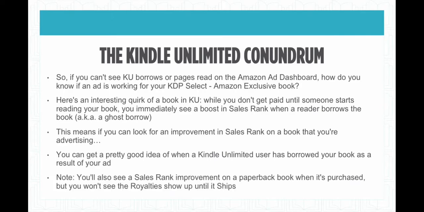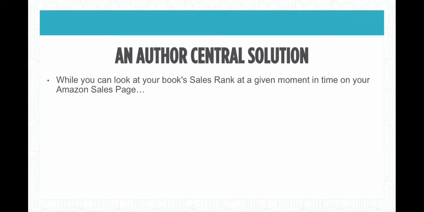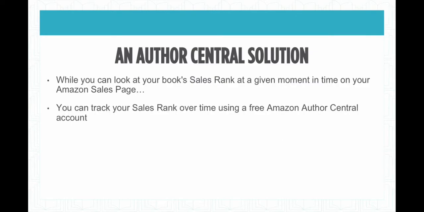The other part of sales rank, if you're looking at a paperback book, you see a sales rank improvement when the book is purchased, but you won't actually see the royalties until it ships. So you can actually use this sales rank hack for your paperback books as well. If you see the spike, then you can assume that a paperback sale is going to be credited soon. You can look at your book sales rank on your Amazon sales page. It shows one number there. And so you can look at that at any given moment in time.